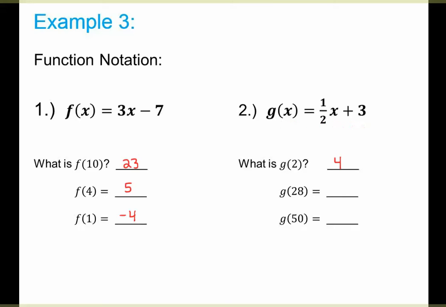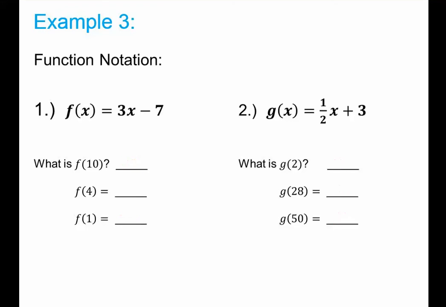Okay. G of 28 is going to be 1/2 times 28 plus 3. Half of 28 is 14. 14 plus 3 is 17. G of 50 is going to be 1/2 of 50 plus 3. 1/2 of 50 is 25 plus 3 is 28. All right, very good. Hopefully all of that made sense.